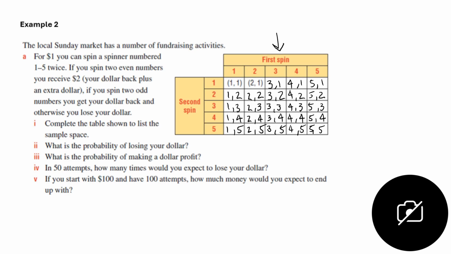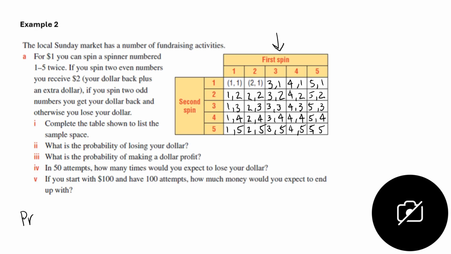For $1, you can spin a spinner numbered 1 to 5 twice. If you spin 2 even numbers, you receive $2. If you spin 2 odd numbers, you get your dollar back. Otherwise, you lose your dollar. So that means that to lose your dollar, you need to have an odd and an even number.